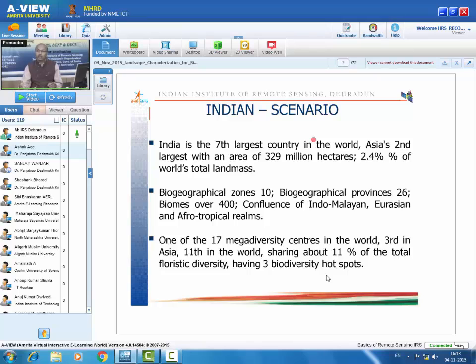That is why India is one of those countries. As I said earlier, we have so much area, around 320 million hectares. That's around 2.4% of the total area which is there. Okay, I'll skip this. We discussed this.